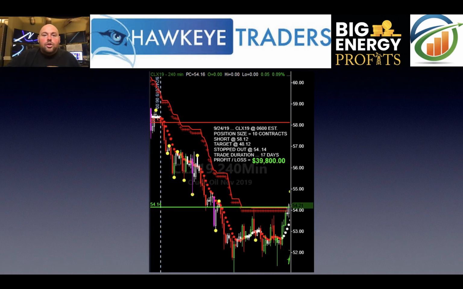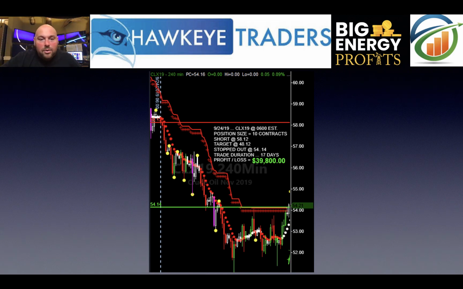Guys, this next chart here is a trade that I actually took, and this is on a higher time frame because I am more of a swing trader than I am a day or position trader. So this is built on a 240-minute chart. This is on the CLX 19 oil futures contract when I took a short position at 58.12, and my target was at 48.12. It never hit it, but 17 days later, I was stopped out at 54.14, profiting nearly $40,000.